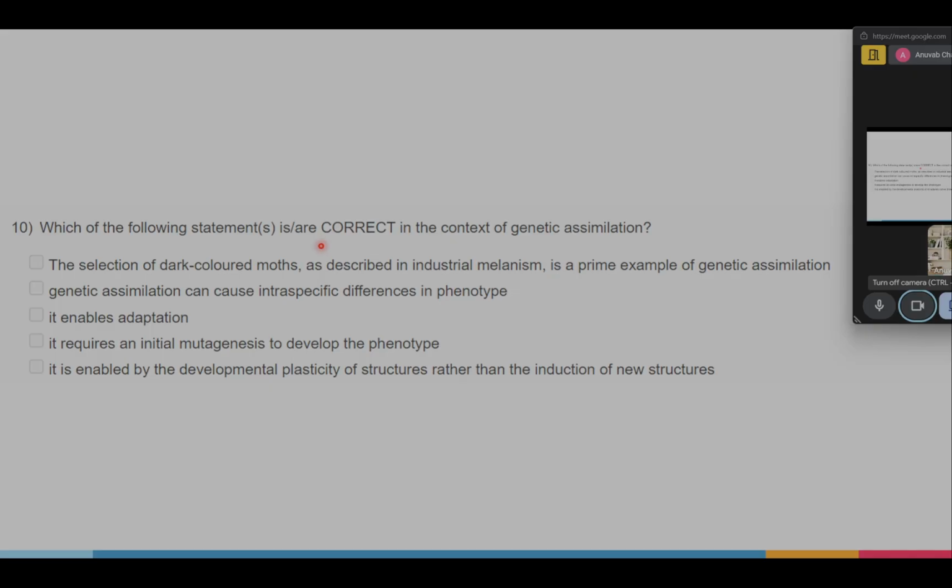Okay, next. Which of the following statements are correct in the context of genetic assimilation? The selection of dark-colored moths, as described in industrial melanism, is a prime example of genetic assimilation. Genetic assimilation can cause intraspecific differences in phenotype. It enables adaptation. It requires initial mutagenesis to develop the phenotype, and it is enabled by the developmental plasticity of structures rather than induction of new structures.